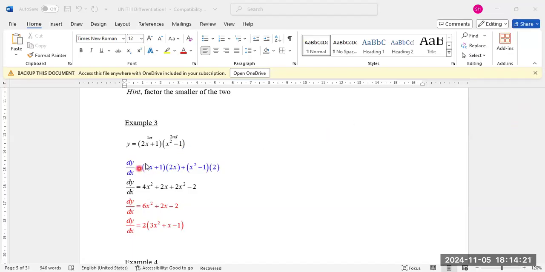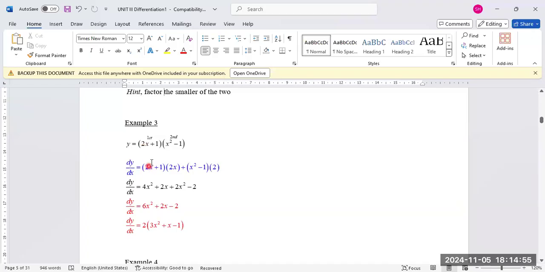I want you to look particularly, please. So it's the first and the second. The product rule says the first times the differentiation of the second plus the second times the differentiation of the first. So watch this. This times the differentiation of this. Then again, plus this times the differentiation of that. So I'm crisscrossing. The one with the other, and then do the other with the first.